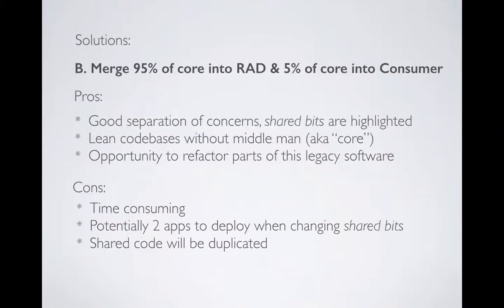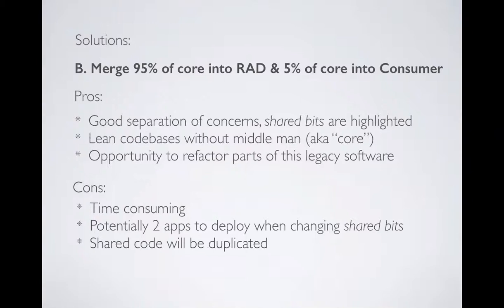What about the second solution? Merge 95% of core into RAD and 5% of core into consumer. What is good about it? Well, you can separate concerns better, or I would say you have another chance to separate them. And the shared bits are highlighted in a way, because you have less code, so you can easily see what is really needed.